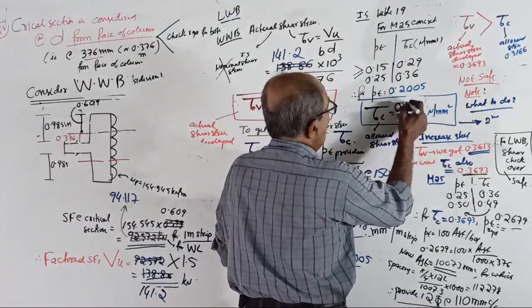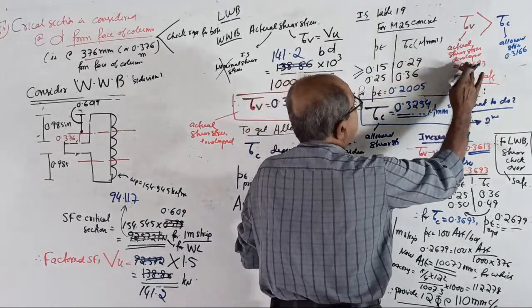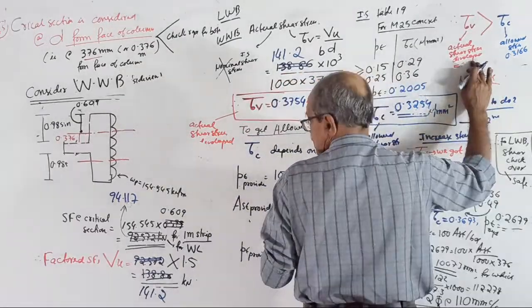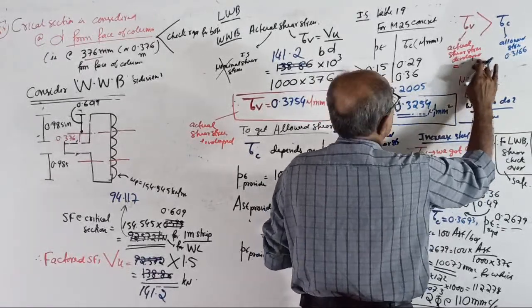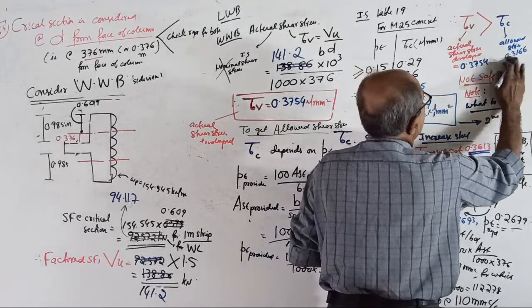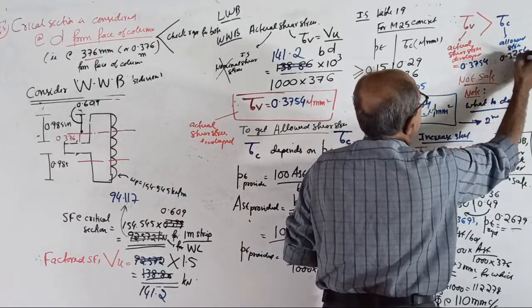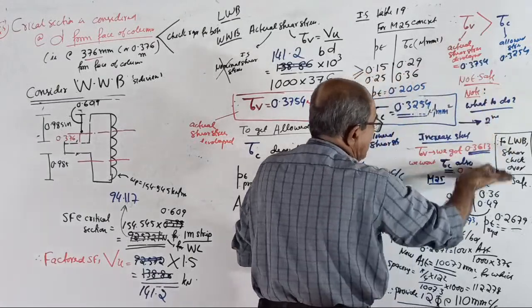0.3254. Therefore, here also tau V is 0.3754. Tau C is 0.3254. Therefore, here also unsafe. Same note.